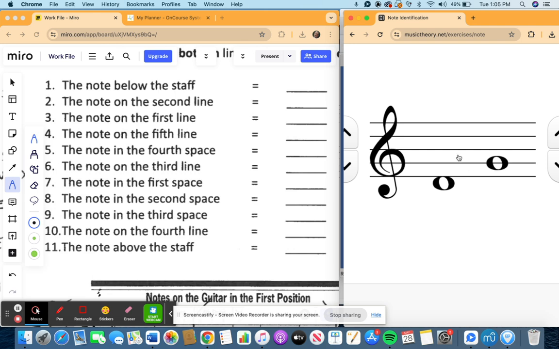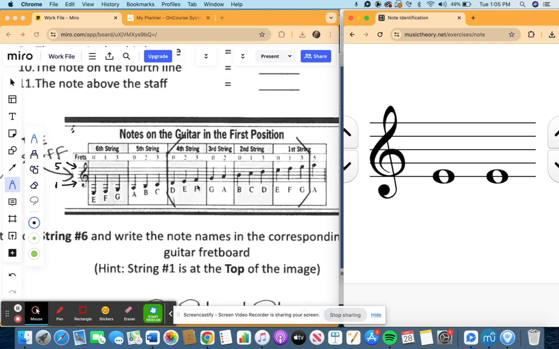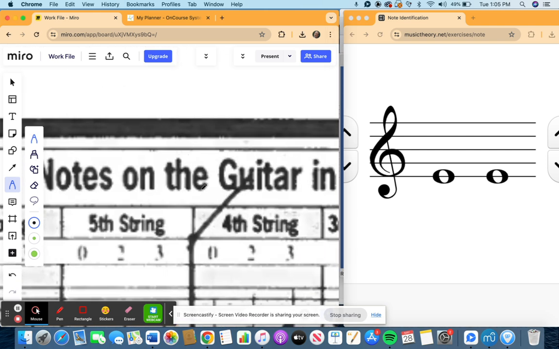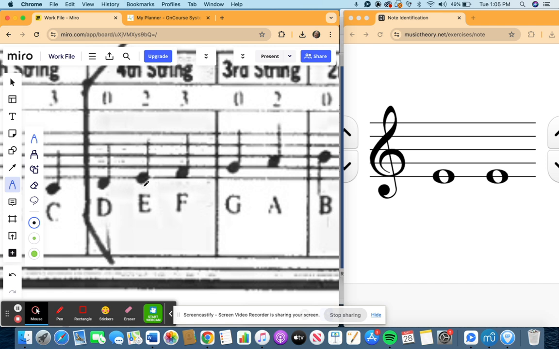Let's find the note on the first line now. We're going to go to number 3. Find the note on the first line. Well, if I go back to my starting point, both of these notes were below the first line. We want the note on the first line. So if I move it up 1, now I'm on the first line. And if I look at my chart, which one's on the first line? That will be this one right here, E. So there it is.